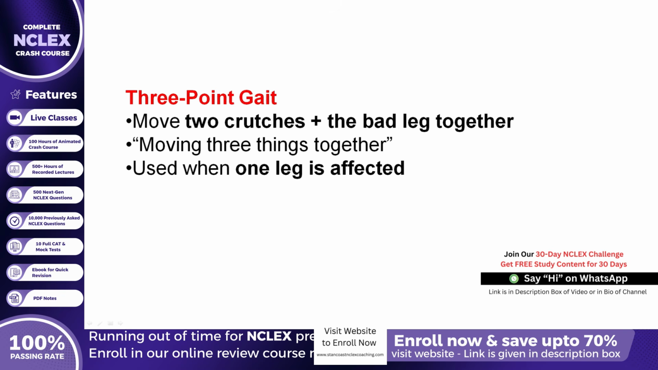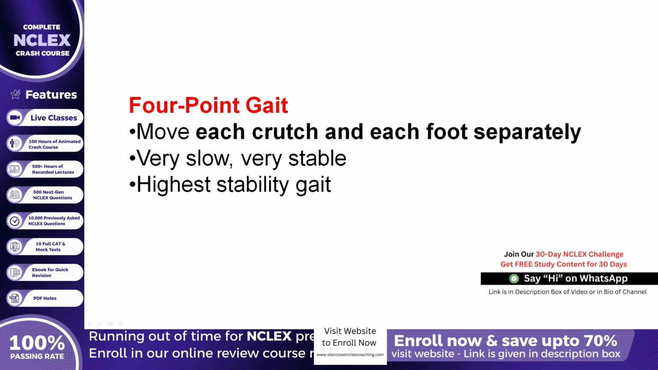Let us begin with the 3-point gait. And to understand it clearly, remember that in this pattern, you move 2 crutches and the bad leg together. I like to say it as moving 3 things together, because that phrase helps you visualize the sequence. This gait is used when one leg is affected, making it a common pattern when only a single limb needs support. Now moving forward, let us look at the 4-point gait, where you move each crutch and each foot separately. This method is very slow, but at the same time very stable, making it ideal for clients who need maximum control. In fact, it provides the highest stability gait among all options.